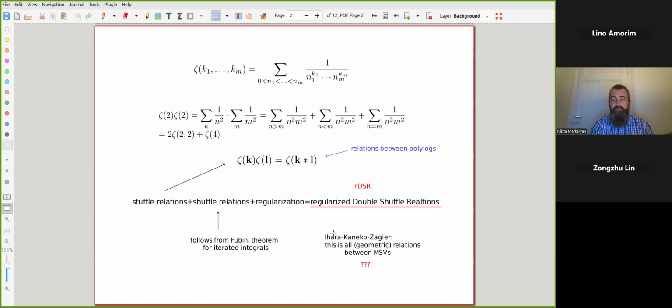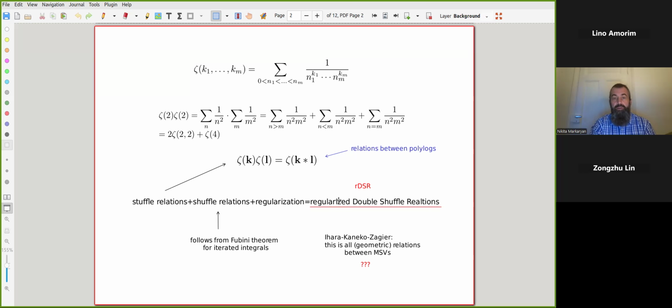It was introduced by Ihara, Kaneko, and Zagier in the 80s, and everything was defined. And the conjecture they stated is that these are all the geometric or motivic relations between multiple zeta values. Pardon, it's C, must be Z. Okay. Yeah, this is the conjecture, and this is one of my motivations for this story. So it's a rather intriguing conjecture.